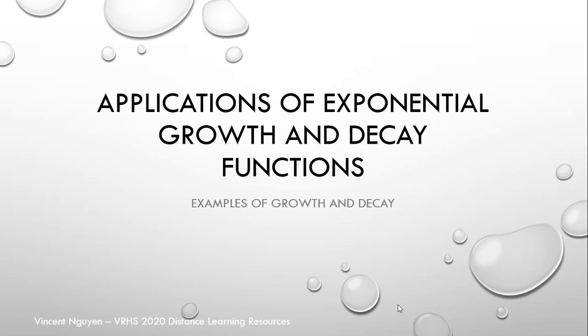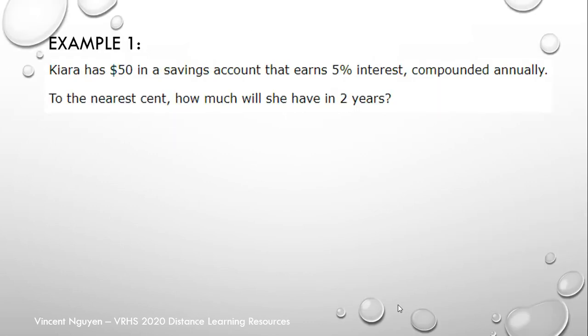It's Mr. Nguyen. Today I am going to show you a few examples of applications of exponential growth and decay functions. So let's jump right into it. For example one, we have Kiara who has $50 in her savings account and it earns her 5% interest compounded annually. What this means is the bank calculates her interest once a year, right? So annually means once a year. To the nearest cent, find out how much she will have in 2 years.